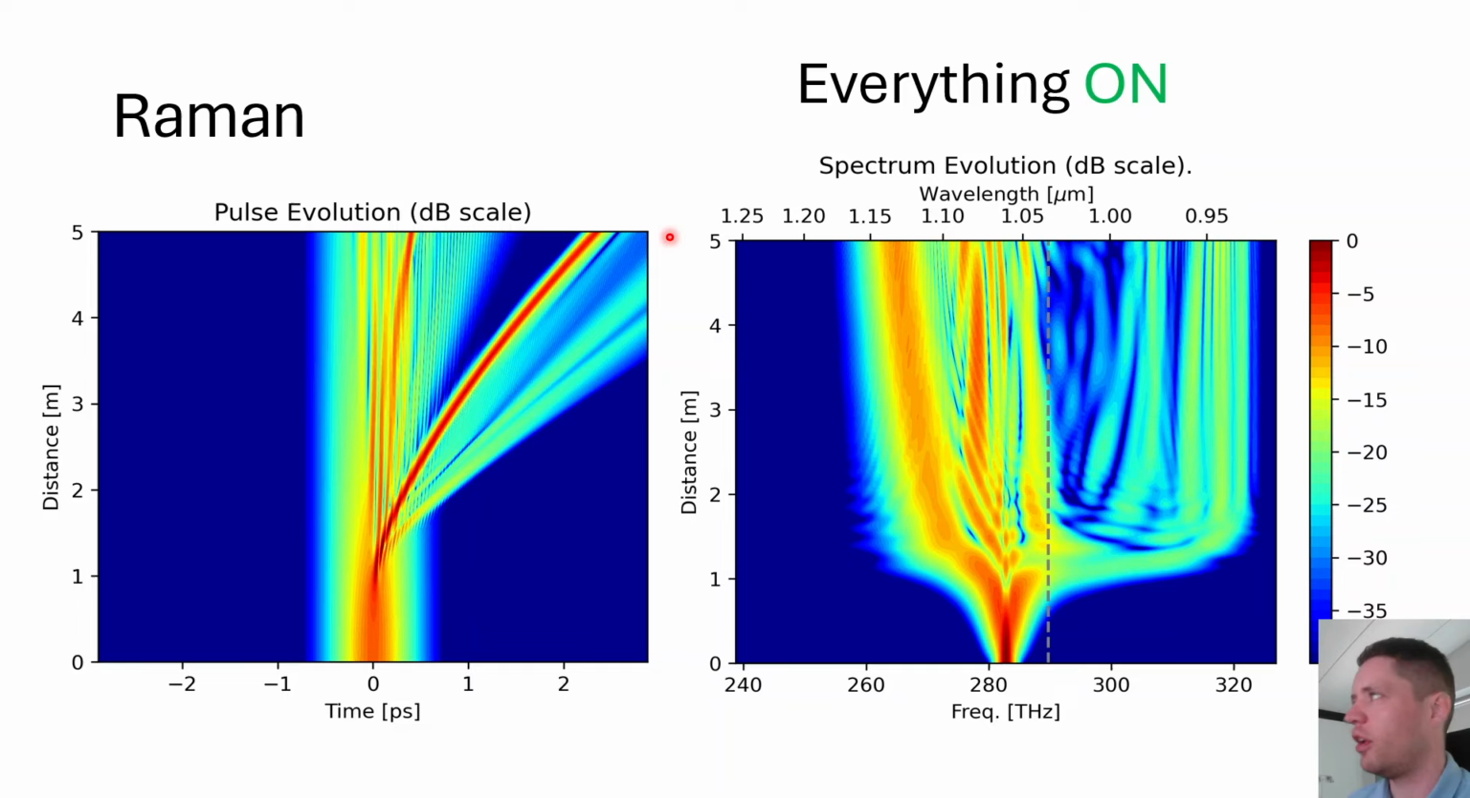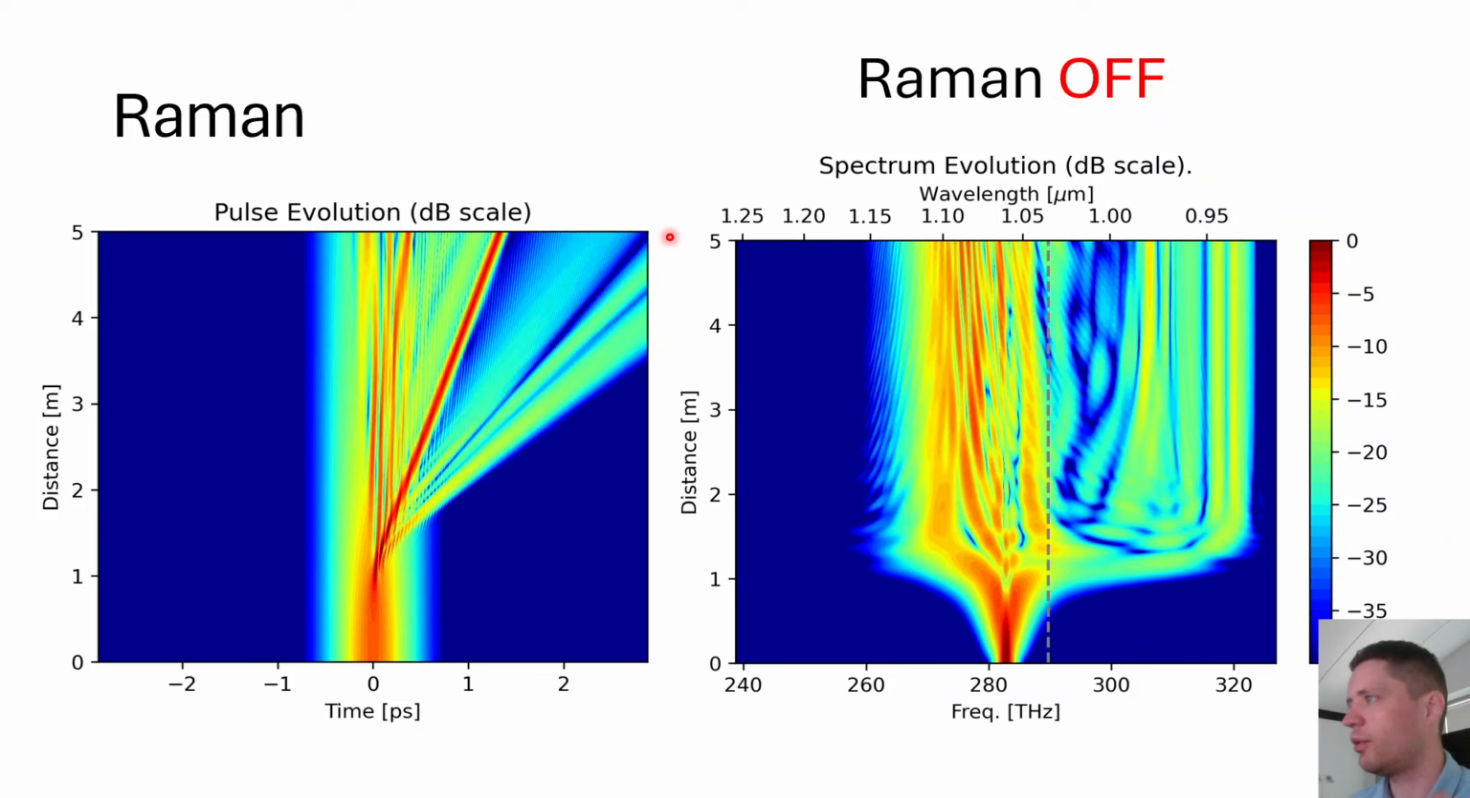So in this case, everything is on, but now we're going to switch the Raman effect off. So now it's off, and now it's on, and off, and on. So what can we say about this?